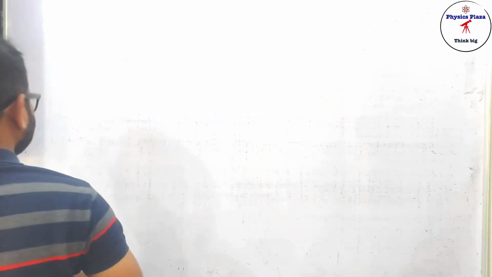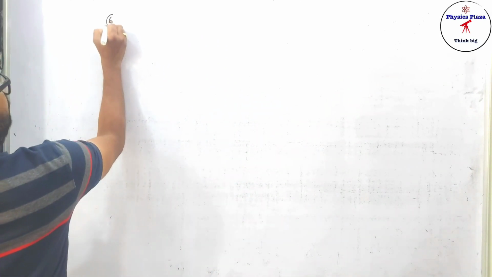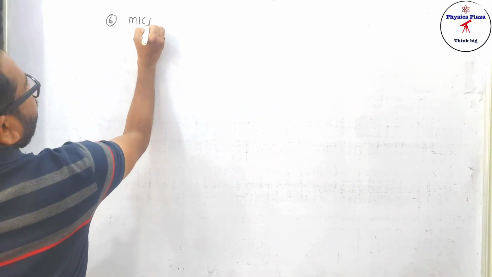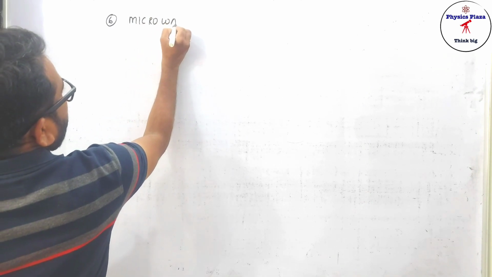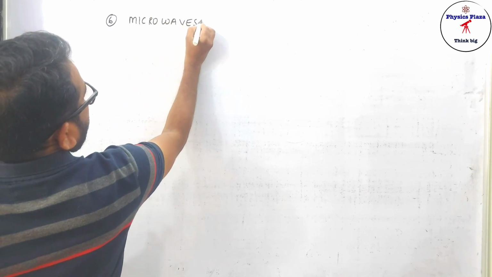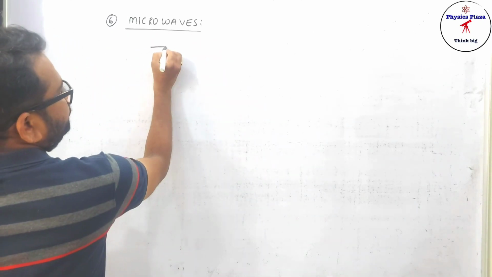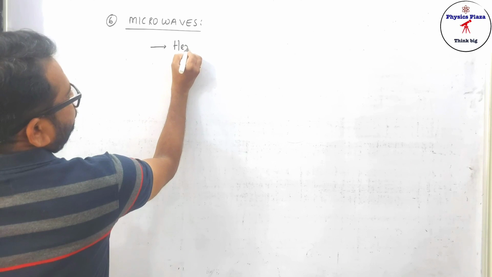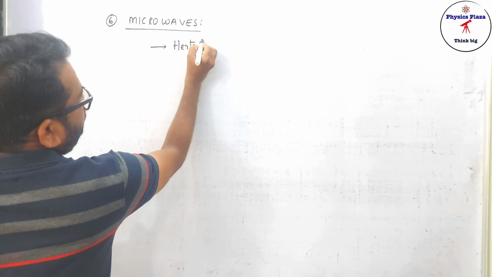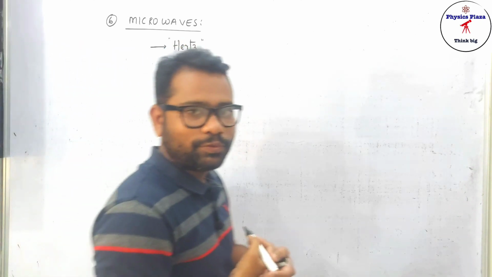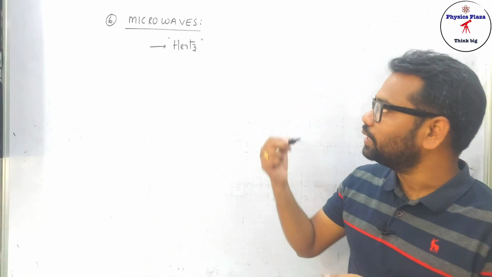Fine. So now the sixth one is microwaves. Who is the reason for this discovery? Yes, it was discovered by Hertz. Children, we use the unit of frequency Hertz now. Okay? So he is that scientist only. He is Hertz only.